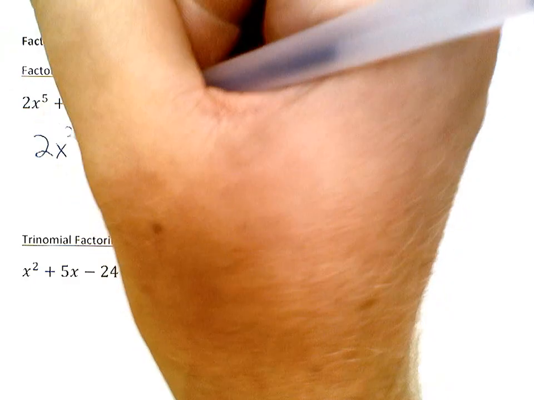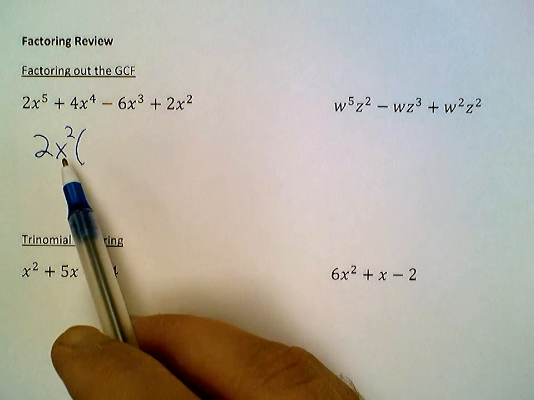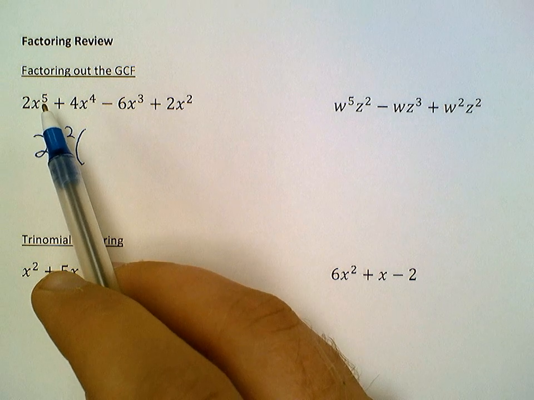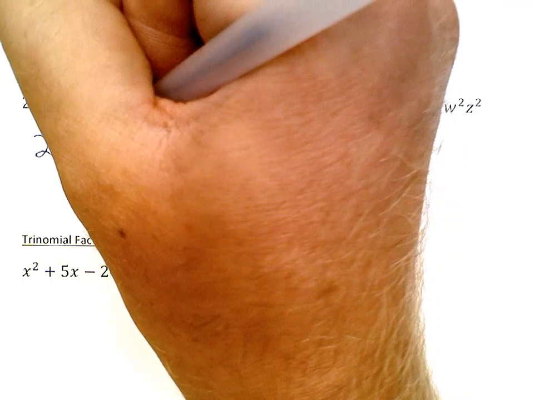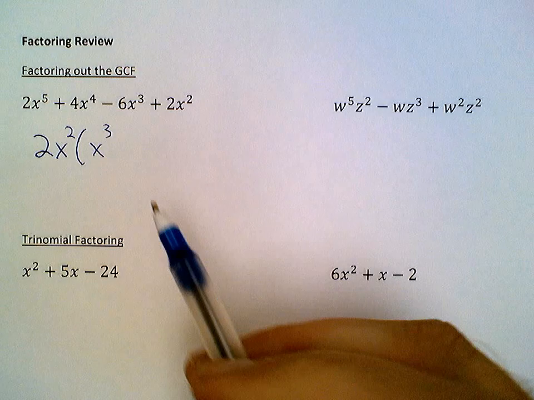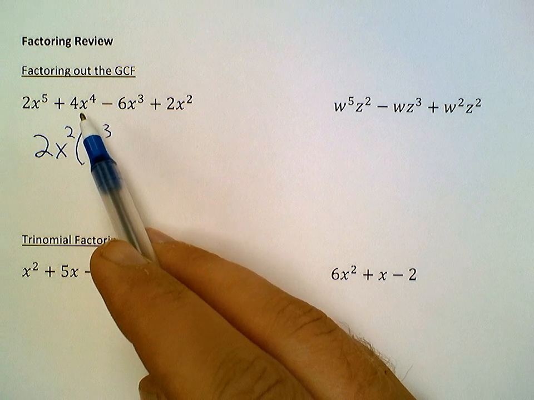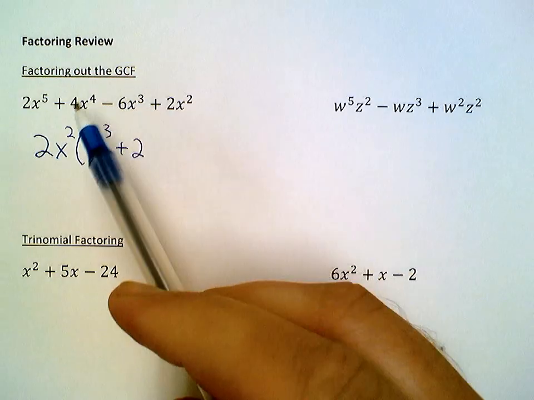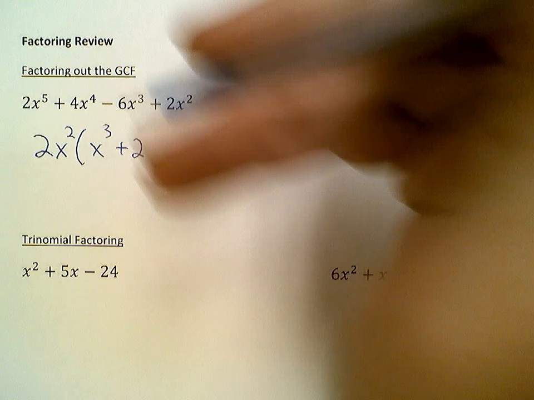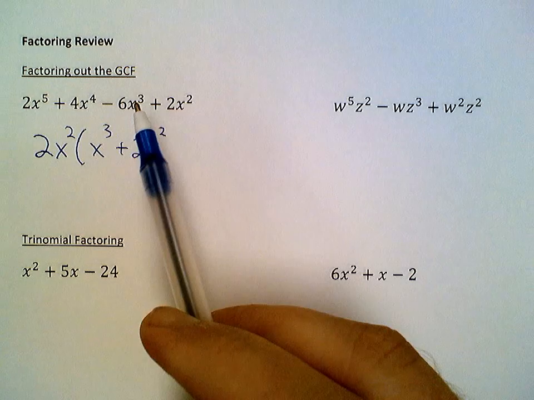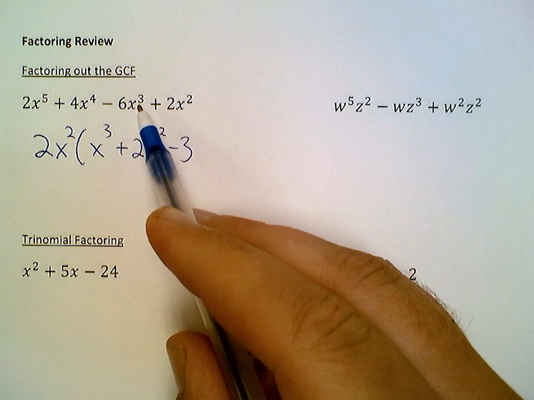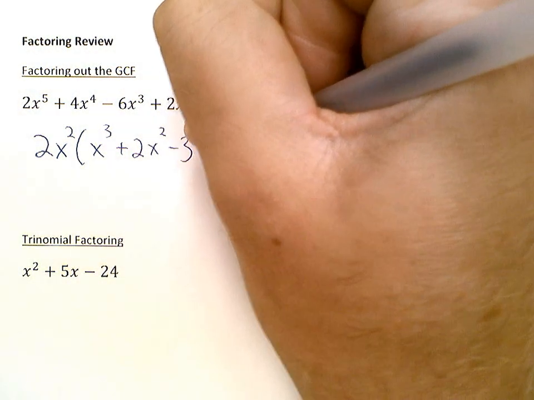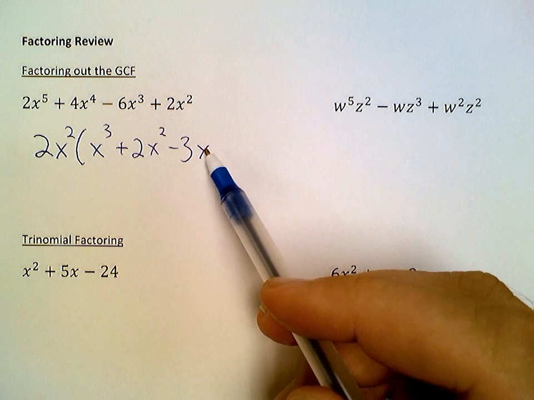So now we got to figure out, okay, what's left over if I do take this out. If I take a 2x to the second out of 2x to the fifth, I've divided out the 2, all that's left over is x to the third, because x to the fifth divided by x squared is x to the third. If I take a 2x squared out of 4x to the fourth, 4 divided by 2 is 2, so there's a 2 left as a coefficient. And x to the fourth divided by x squared is x squared, so I got a 2x squared left. Next term, I got negative 6. If I divide that by 2, I got a negative 3. If I take x cubed divided by x squared, I have 1x left. Like 3 minus 2 is 1, so x to the first.